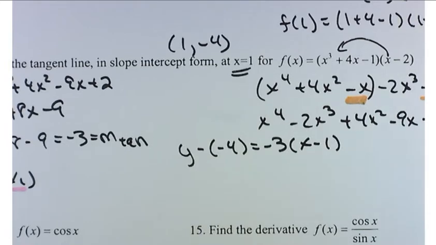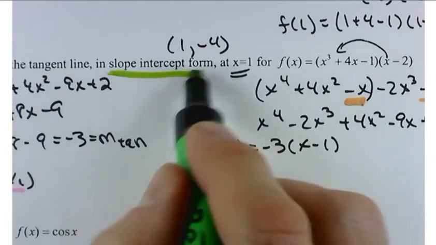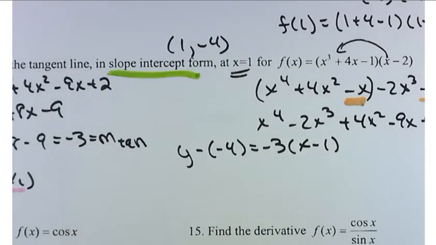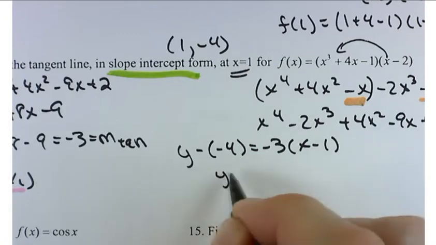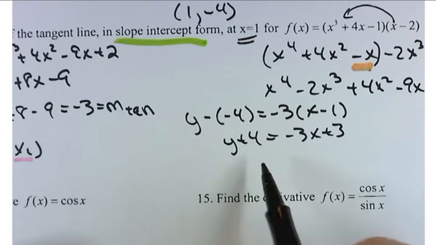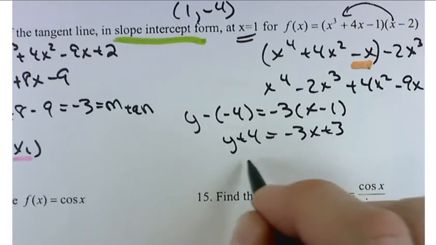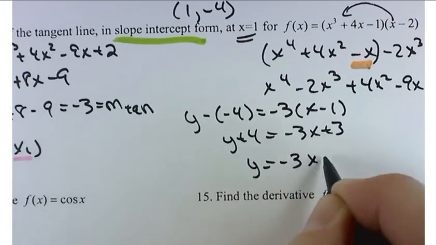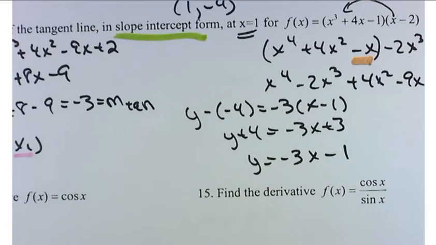Please don't leave it like this. You need to solve for y because I asked for your equation to be in slope-intercept form. So that's y plus 4 equals negative 3x plus 3. If I subtract 4 from both sides, y equals negative 3x minus 1. So that's the equation of your tangent line there for number 13.